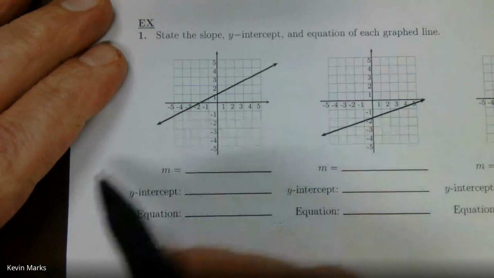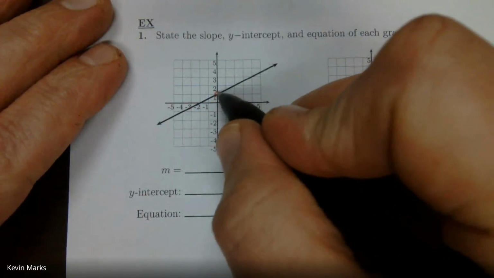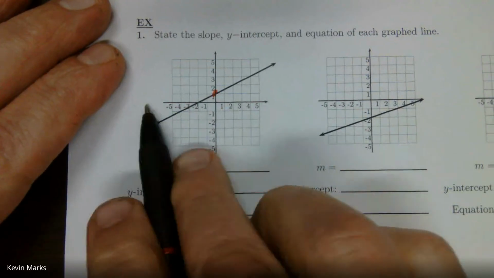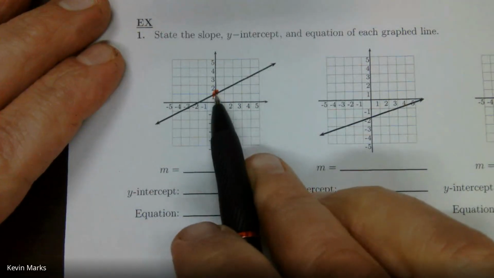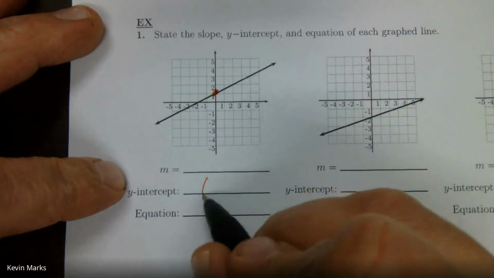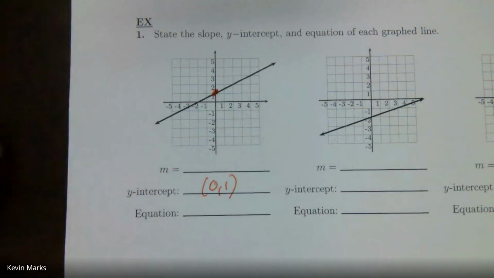So if I'm given this first one here, I think the easiest thing to do is find the y-intercept. Not that I don't care about the x-intercept, but we're looking for the y-intercept. So where does it hit the y-axis? Oh, that hits at (0, 1). Okay. Then we can do like we did before.